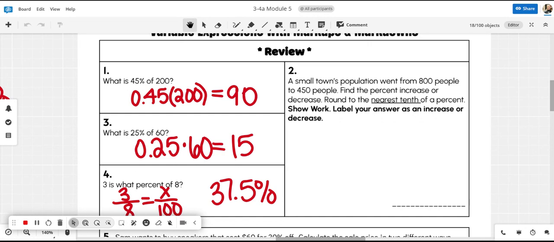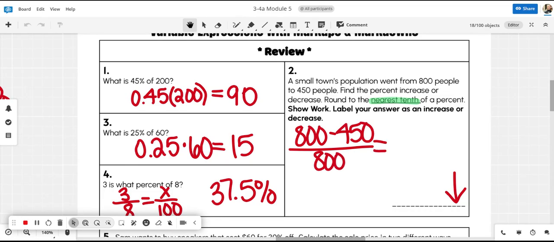Okay, number 2 is a percent of change. Remember, you're thinking about increase or decrease. Small town's population went from 800 people to 450 people. So right away, I know it's a decrease, so I'm going to do a down arrow for decrease. Find the percent of change. Notice the directions say round to the nearest tenth. So let's remember that. We have big minus small, so 800 minus 450, divided by original. The original was 800. So 800 minus 450 is 350.